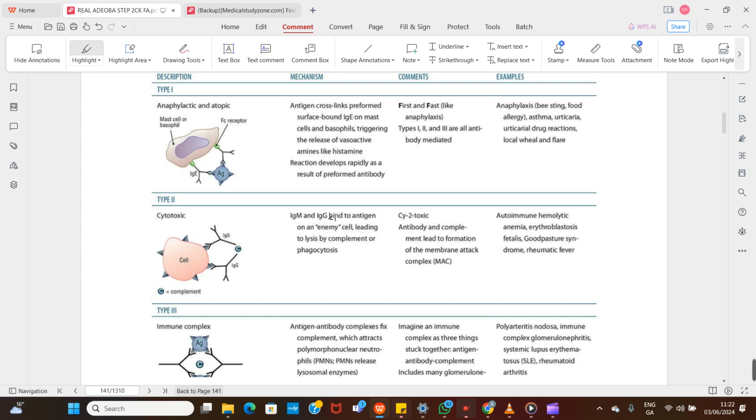Some antibodies can just bind to the antigen, and they will just influence the signaling pathway within that cell. They can either activate the signaling pathway, or they deactivate or reduce the signaling pathway.